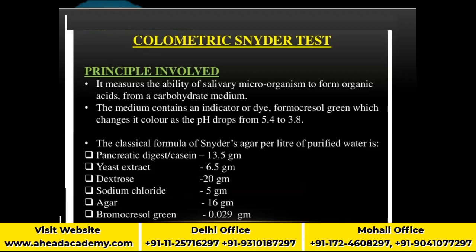It measures the ability of the salivary microorganisms to form organic acids from the carbohydrate medium. The classical formula of the Snyder's agar per liter of purified water is on the screen, which you need to remember for your exams. It contains casein or pancreatic digest, yeast, dextrose, sodium chloride in some amount, agar and bromocresol green. The medium contains an indicator dye, bromocresol green, which changes its color when the pH drops to between 5.4 and 3.8.